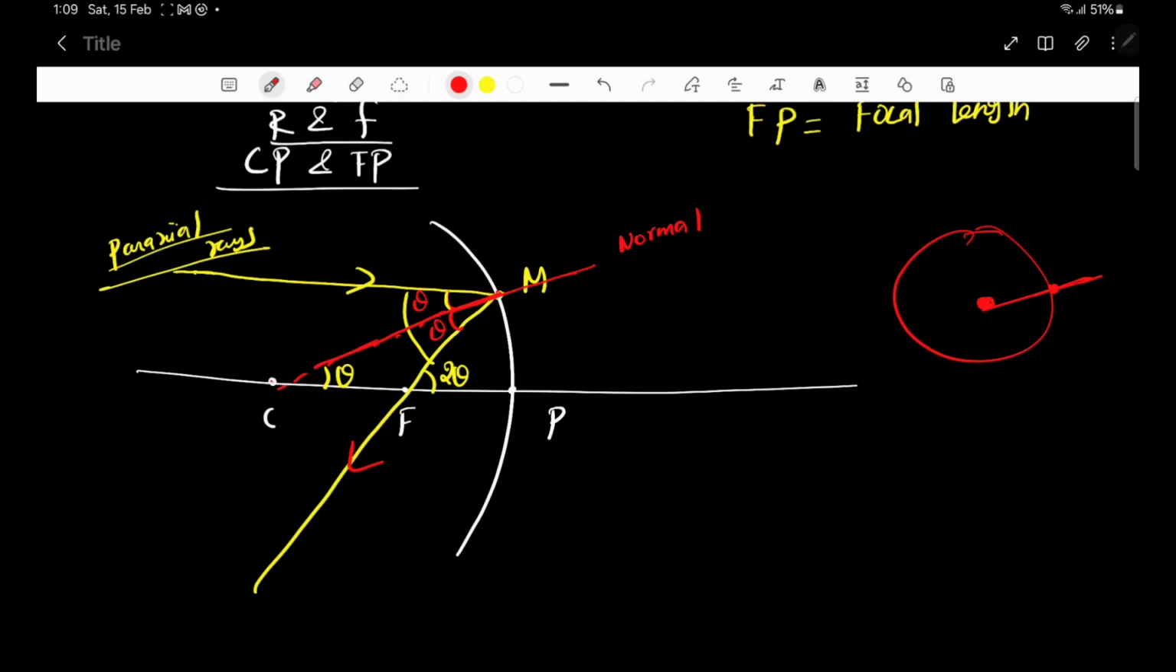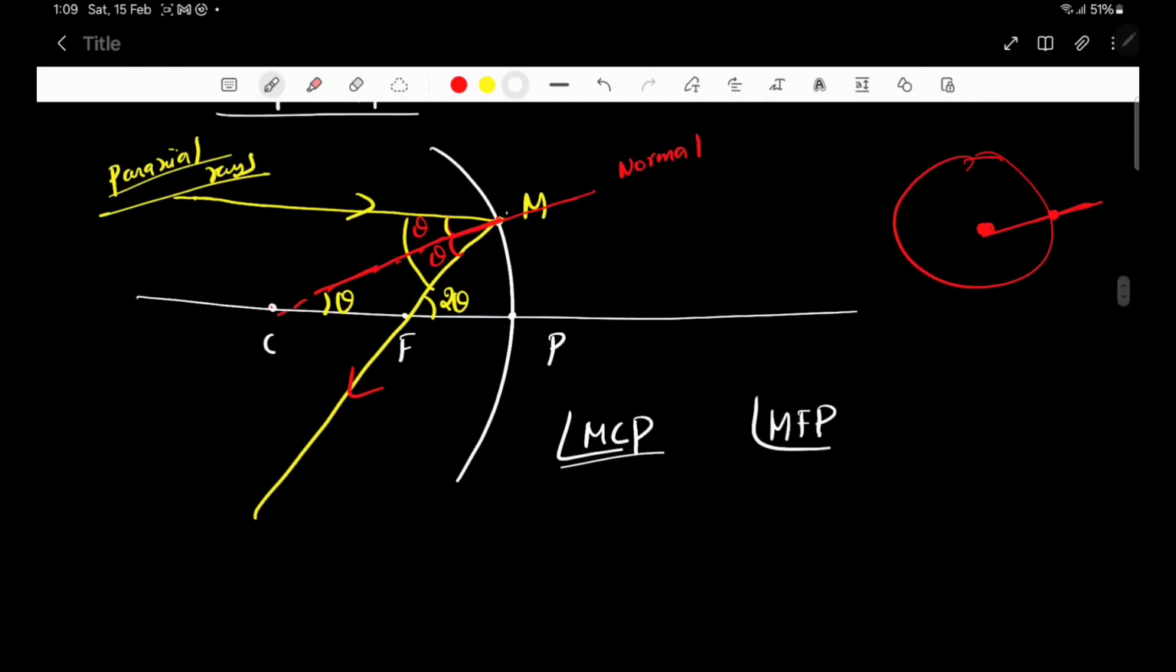Okay. Now, consider this triangle. We got two triangles here. The one is the MCP triangle. The other is the MFP triangle. If you consider these two triangles, you can very clearly understand one thing.